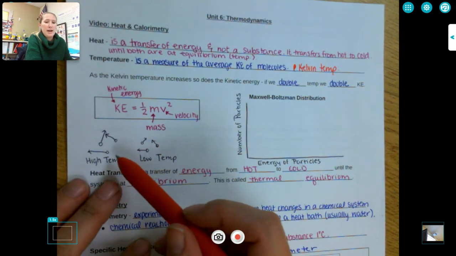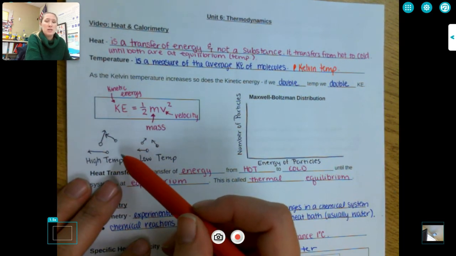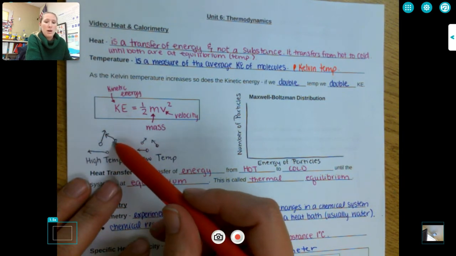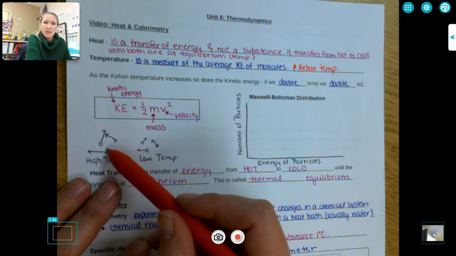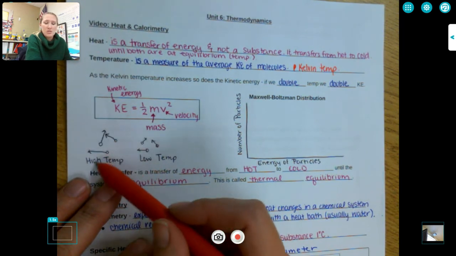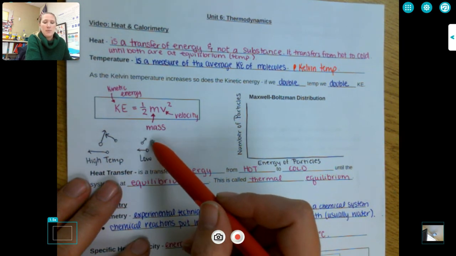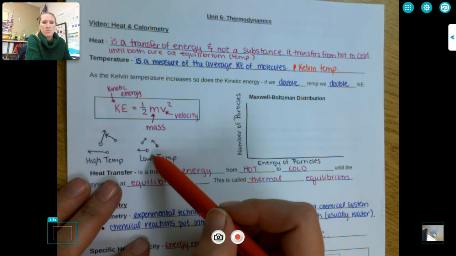We've also talked about how gas molecules in particular at high temperatures are moving really fast, and so we show that with long arrows. They're not moving the same speed, but they have an average kinetic energy that is much higher than those at the low temperature. We show that by having the short arrows. These are moving much slower or with less kinetic energy.